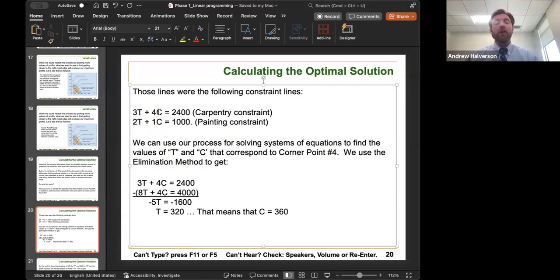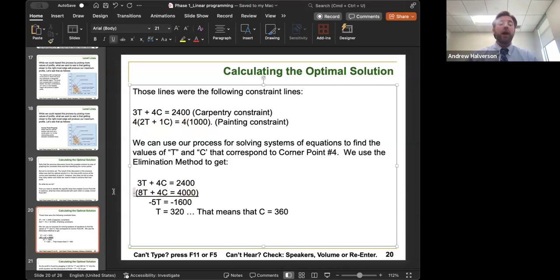So I already have a 4 here, so I need to get a 4 here. What number do I have to multiply the 1 by to get a 4? I have to multiply by 4. But you got to do it to both sides. So take that 4, multiply it to both sides of the equal sign. So 4 times 2t is 8t. 4 times 1c is 4c. And then 4 times 1,000 is 4,000.